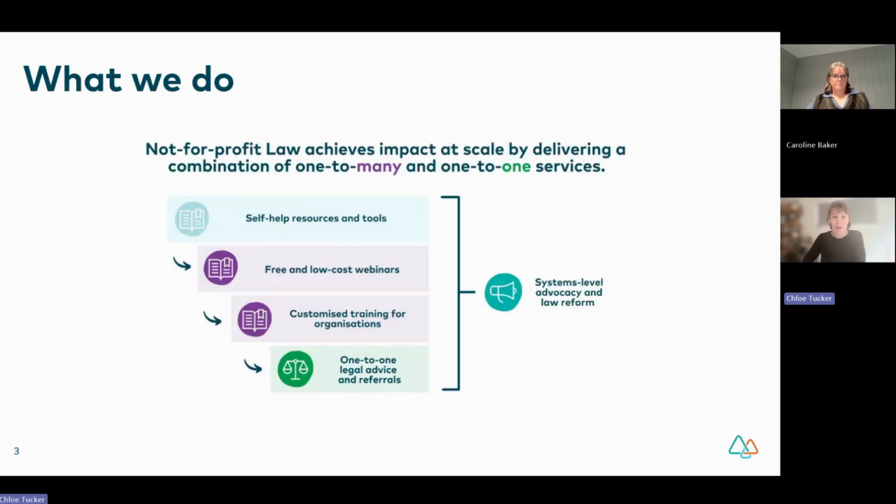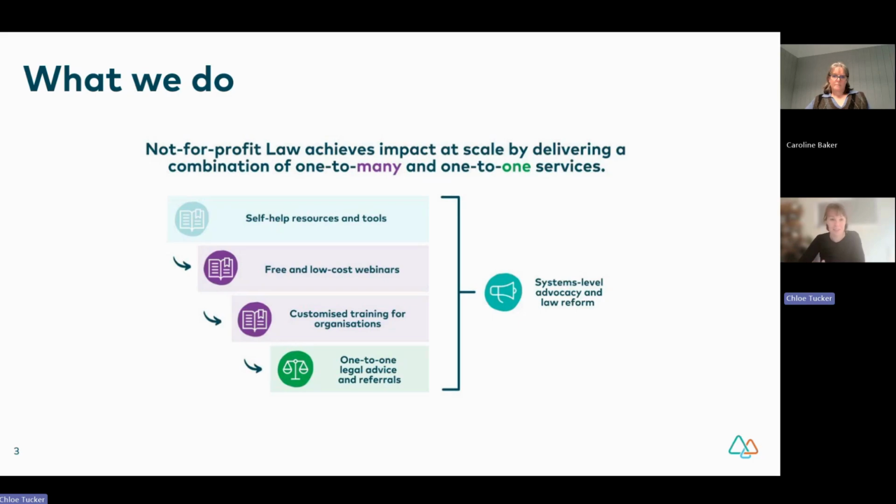So a little bit about who Not-for-Profit Law is. Our program is the only national source of free legal support for community organisations across Australia. Our focus is on helping organisations be stronger and more effective by building the capacity of boards, staff, and volunteers to understand the law and support good governance through free legal resources as well as webinars and training.